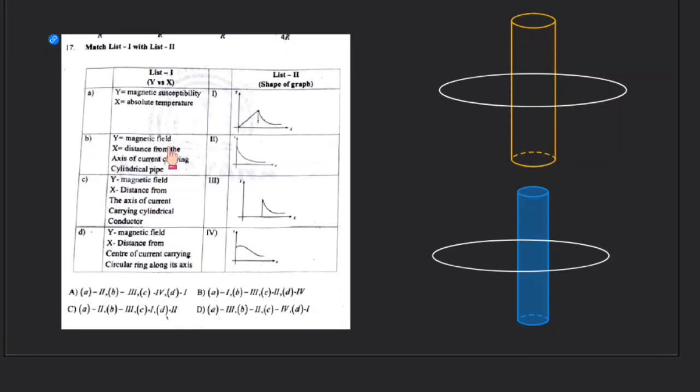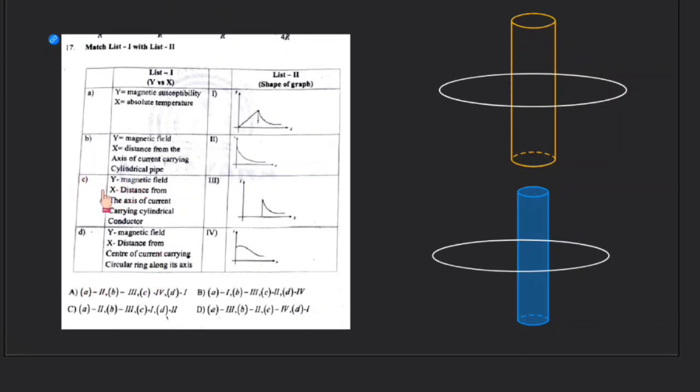Now we have to find a magnetic field along the y-axis, and along the x-axis the distance from the center, for this cylindrical pipe. A cylindrical pipe is nothing but a hollow cylinder. Inside a hollow cylinder there is no magnetic field, so that will start only from this radius. Therefore you can match B with 3. So here B3. Again there are A and C.